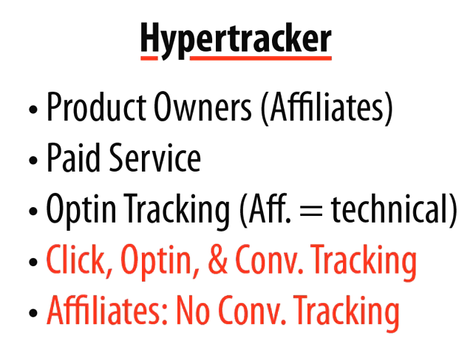If you want to set up opt-in tracking and you're an affiliate, it's a little bit technical. It's going to require some redirects. And so again, that's why it's really best for product owners. And for affiliates, again, no conversion tracking from Hypertracker. So Hypertracker is really a really good option for product owners.